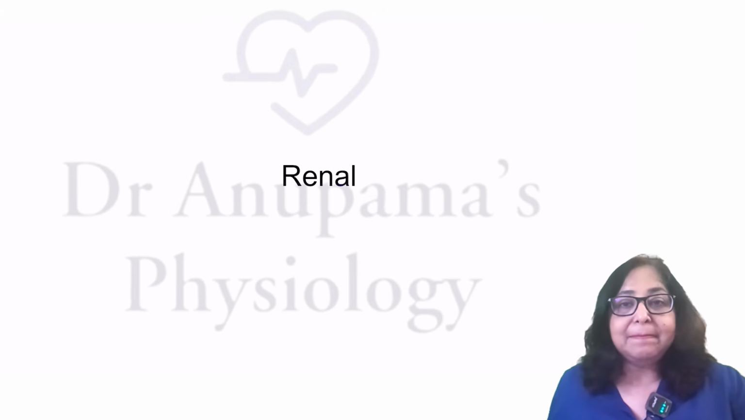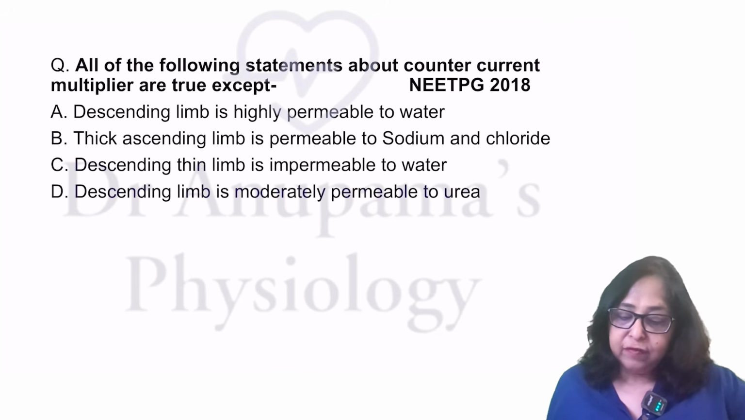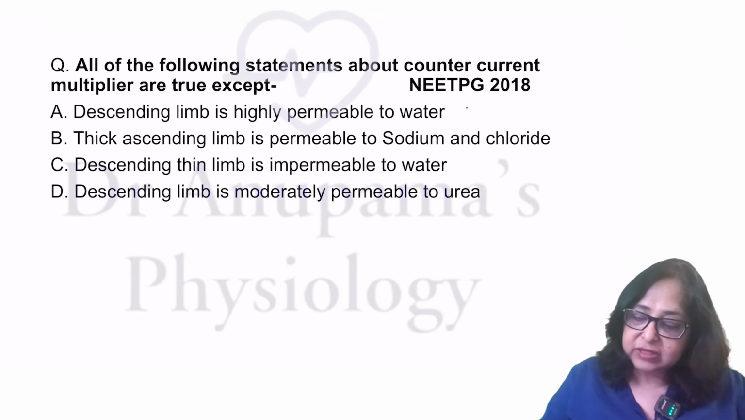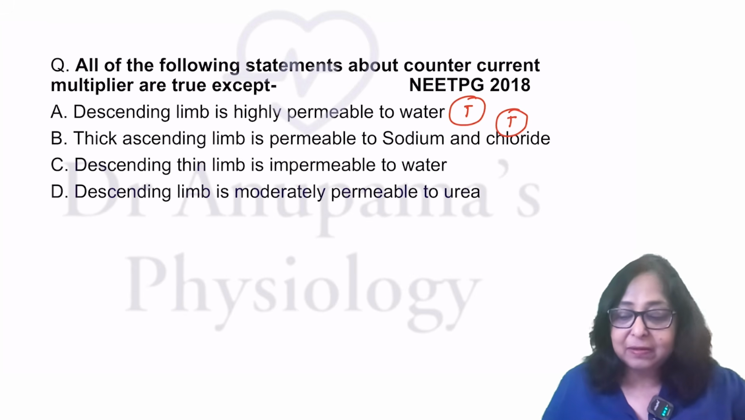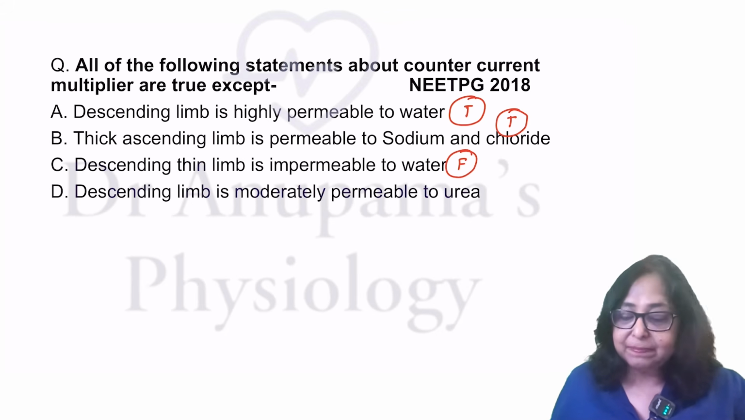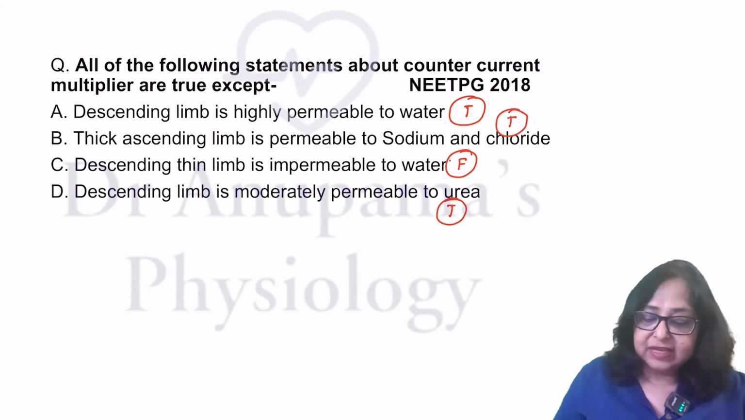Let's have a look at some NEET PG PYQs from the renal system. It says, all of the following statements about the countercurrent multiplier are true except: descending limb is highly permeable to water. This is true. Thick ascending limb is permeable to sodium and chloride. This is also true. Descending thin limb is impermeable to water. This is false. Descending limb is moderately permeable to urea. This is true. So the answer to this is D.